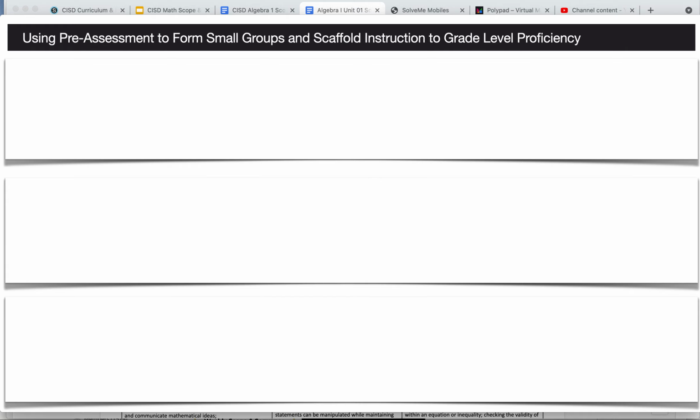Okay, Algebra 1 educators, this year more than ever, it's important that we use pre-assessments to form small groups and scaffold instruction to grade level proficiency. Our students will enter our classroom with varying levels of academic readiness, and we need to meet them where they are and guide them to understand the content to grade level proficiency and beyond.